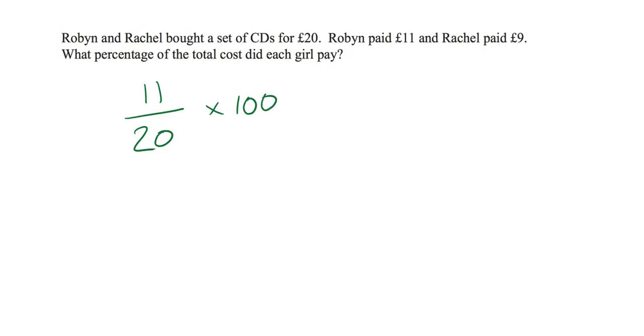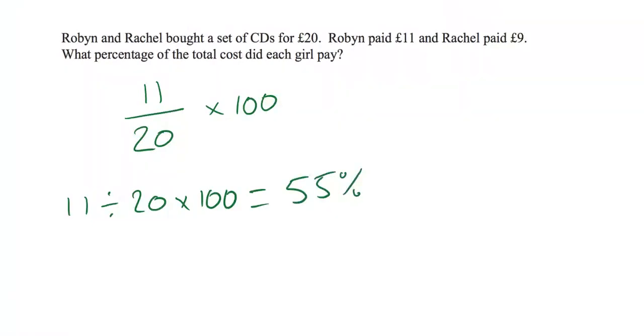Now, I've written it as a fraction there, but don't be confused. That is exactly the same as doing 11 divided by 20 times 100, okay? So if I am to do that, then I'm going to end up with 55%. Now, so that is what percentage Robin paid.